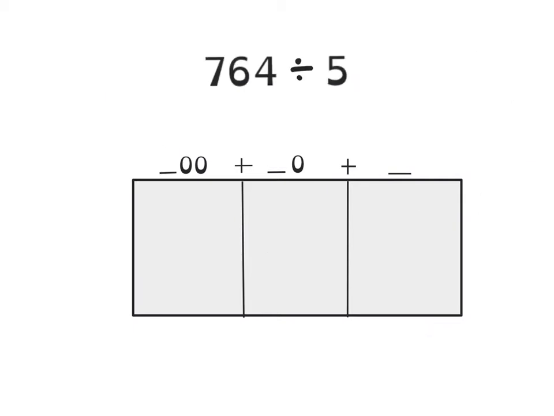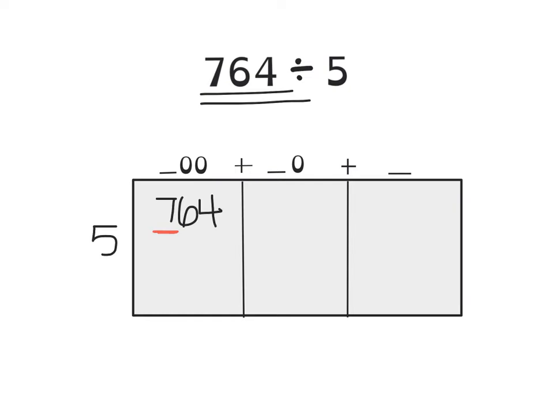Let's first work on the problem 764 divided by 5. Just like in the rectangle method for multiplication, I'm going to put the 5 on the side. But instead of expanding out 764, I'm going to put 764 in my hundreds box. Then I'm going to be looking in my hundreds place value. My 7 is in the hundreds spot.